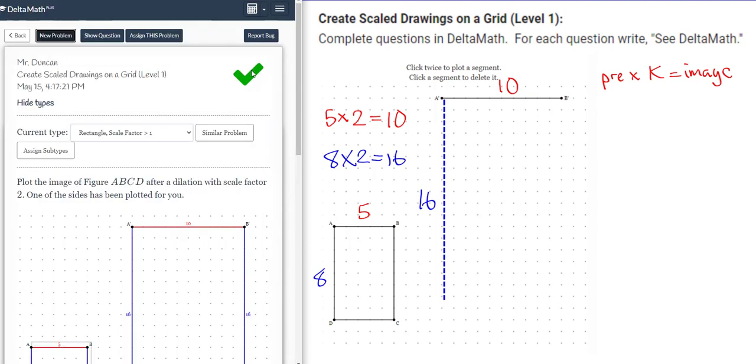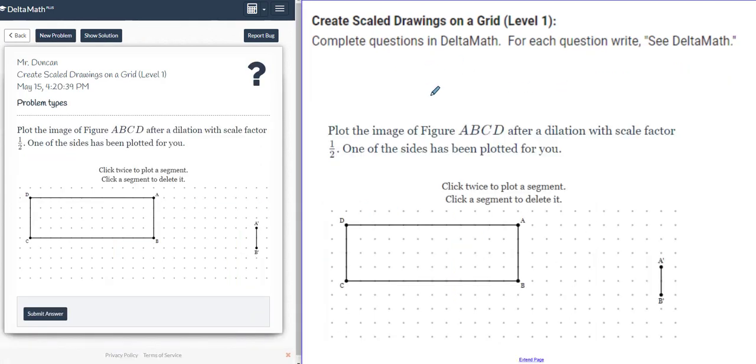Alright, I'll pause the video and see if I can find, instead of an enlargement, a reduction. Okay, so the figure on the left, we're going to use the scale factor of 1/2, and we have to find the corresponding side length. So let's start with this side length here. This is 1, 2, 3, 4. That has a length of 4.